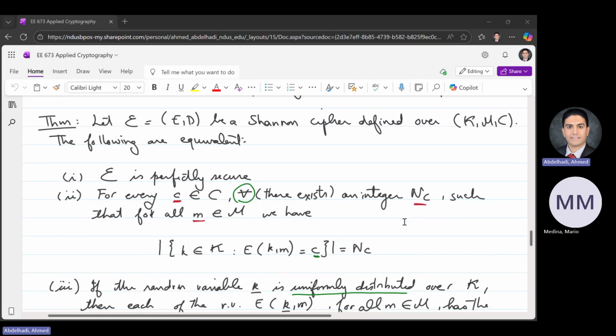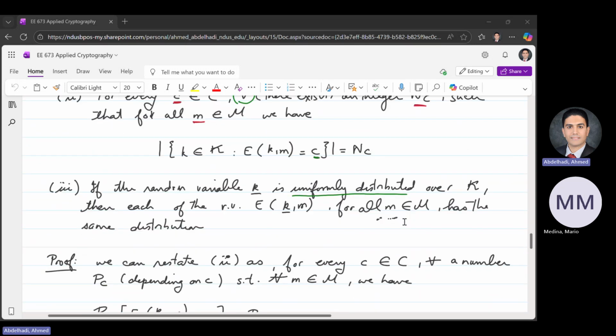We did prove that these are equivalent. If the cipher is perfectly secure, that means that for every c in C, there exists an integer N such that for all m belonging to M, the number of keys that can encrypt m and get the same ciphertext is equal. We have equal outputs.